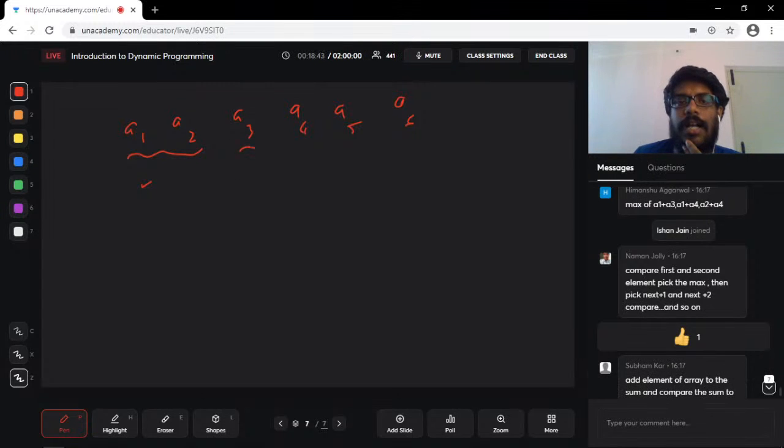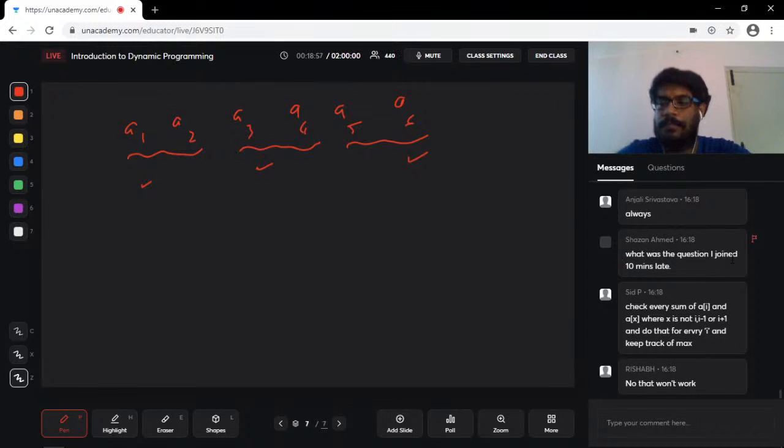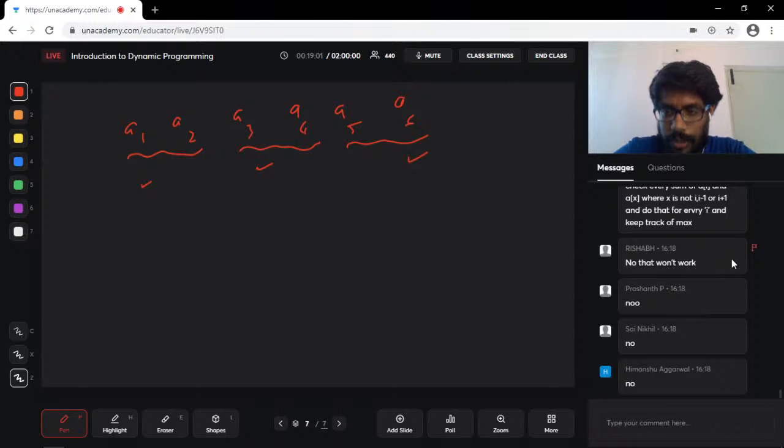I pick that. And amongst A3 and A4, I can pick at most 1, so I'll again pick the maximum. Maybe the maximum is A3. And amongst A5, A6, maybe the maximum is A6. Right? And this is the solution. Will this work? Okay, why won't it work?